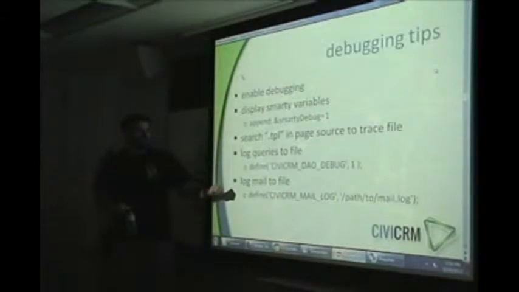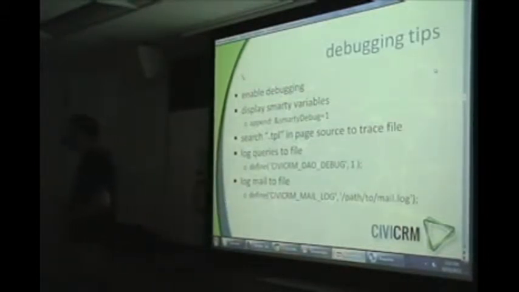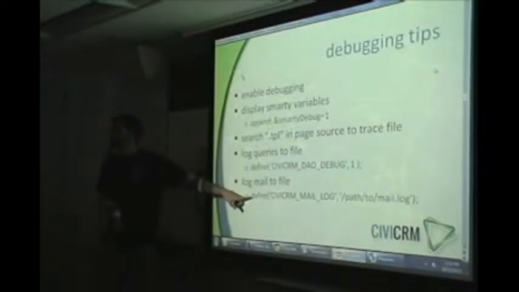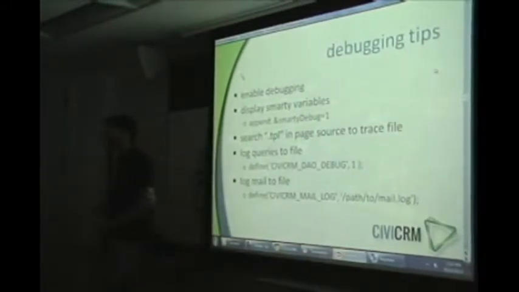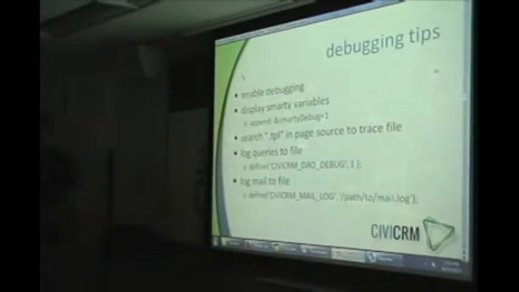You can also log your mail to file. So let's say you're doing some development in CiviMail, which is the mass email tool in Civi, and you don't really want to send a bunch of emails to people. You can actually log the emails to a file and define this constant and where you want it logged. So a lot of cool tools here to help with debugging.